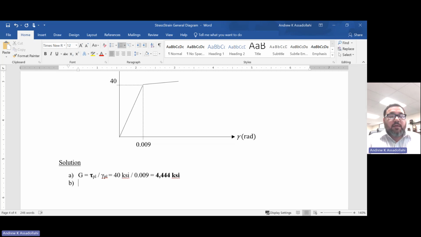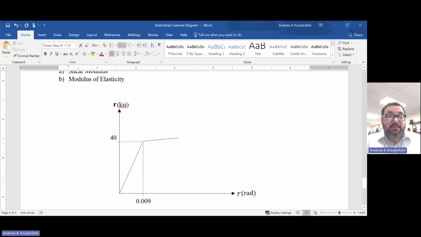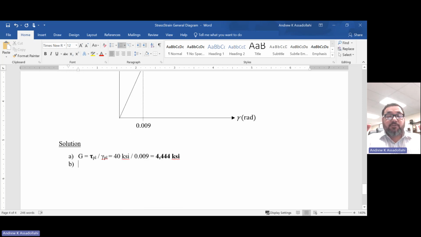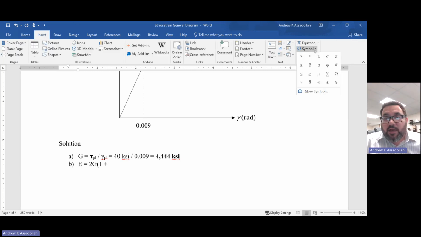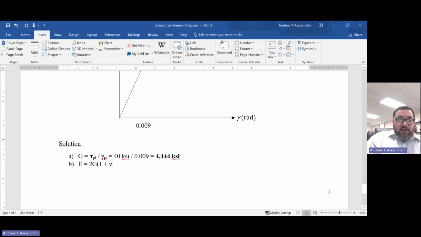Now, what about part B? Part B asks us to find the modulus of elasticity. Now, if you recall, we can relate shear modulus and Young's modulus, which is E, using Poisson's ratio. So Poisson ratio, shear modulus, and modulus of elasticity are all related to each other. So the question is, how do we relate them? What's the relationship? So we can say E equals 2G times the quantity 1 plus Poisson ratio. And so we typically use the Greek letter nu for Poisson ratio. It looks kind of like a V right there. So we're going to say insert. And there it is. Okay.